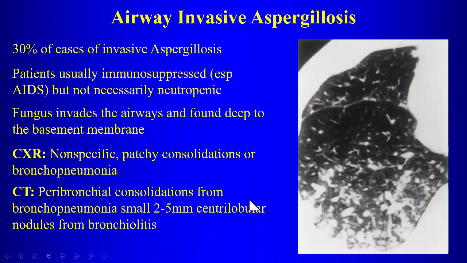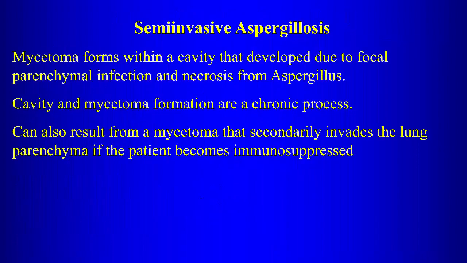So airway invasive aspergillosis, this tends to affect patients with AIDS. So this grows within the airways, especially the peripheral airways, gives you centrilobular opacities, tree-in-bud opacities, and it invades the airways found deep to the basement membrane. All right. So this is associated with peribronchiolar consolidations and smaller peripheral nodular opacities because it affects the smaller airways. That's airway invasive aspergillosis.